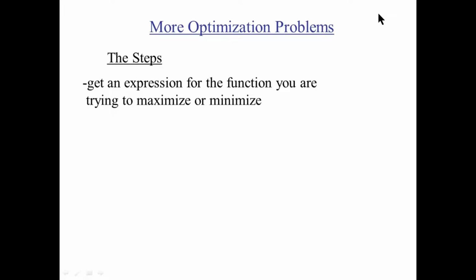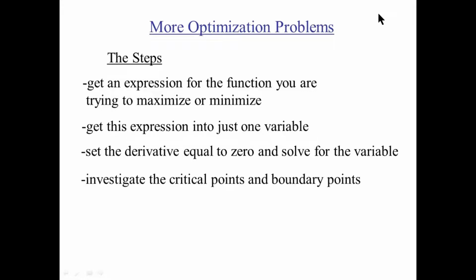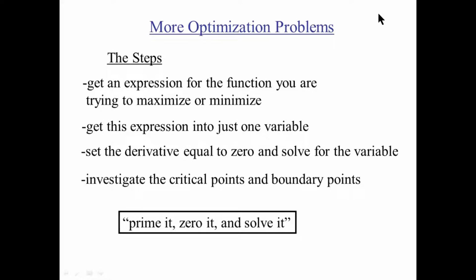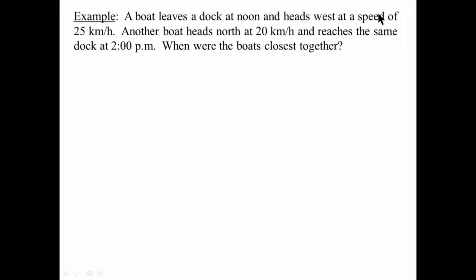More optimization problems. The steps, which we've learned by now. Example: a boat leaves a dock at noon and heads west at a speed of 25 kilometers an hour. Another boat heads north at a speed of 20 kilometers an hour and reaches the same dock 2 hours later at 2 p.m. When were the boats closest together?